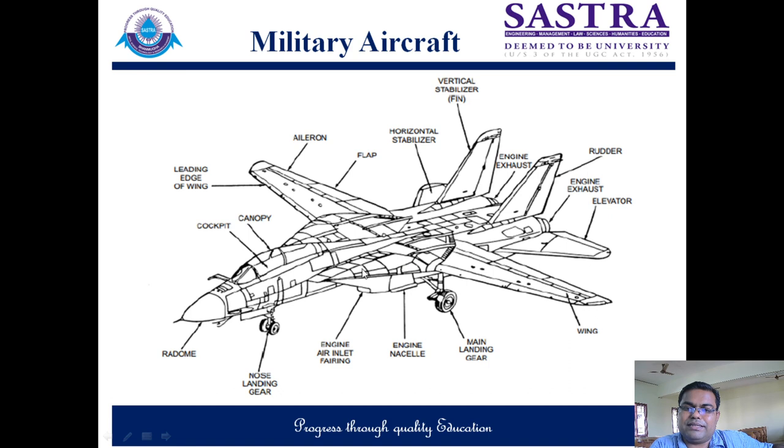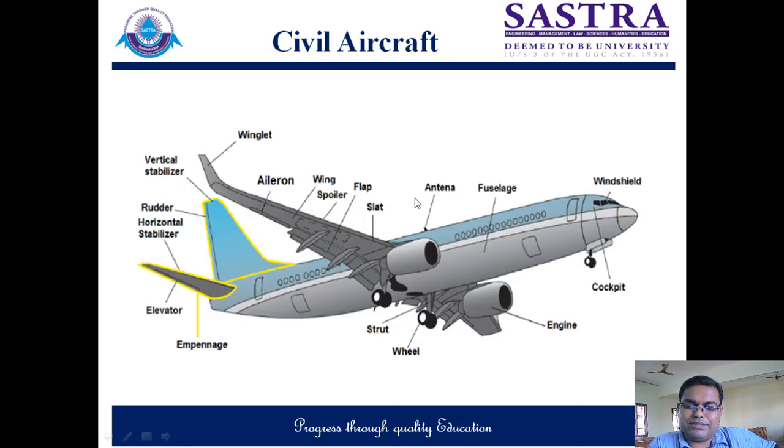The engine will be in the central body of the aircraft, behind the pilot. Here the engine will be installed. This is the nozzle, the engine exhaust, through which gases come out at very high speed and you get the thrust. And this is the intake through which air goes inside the engine, burning takes place, and finally you get the thrust. So this is the general anatomy of a military aircraft. This was the passenger aircraft.